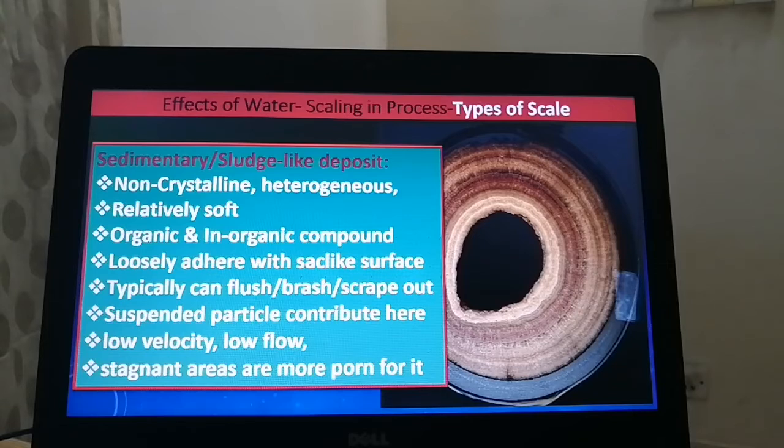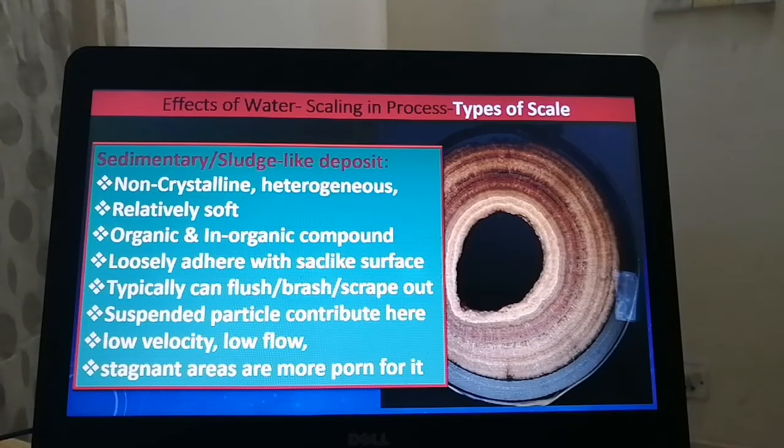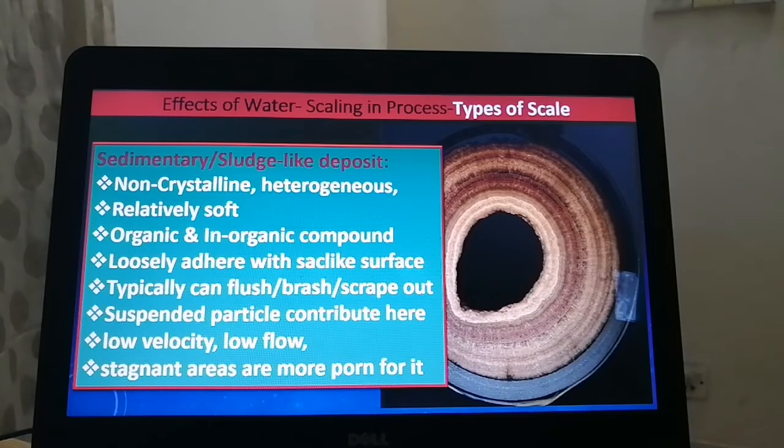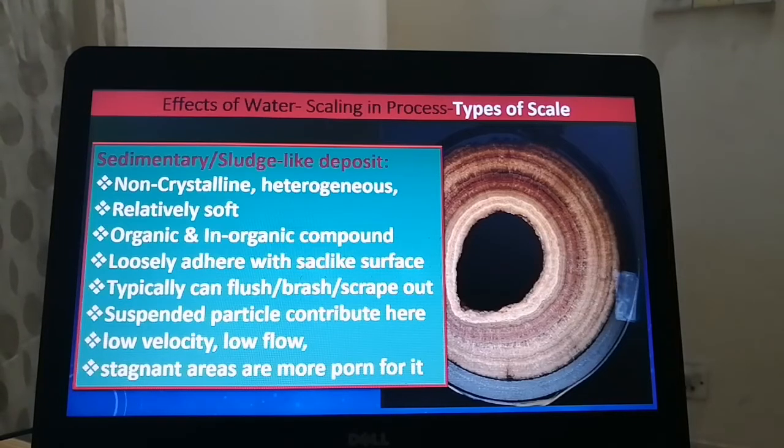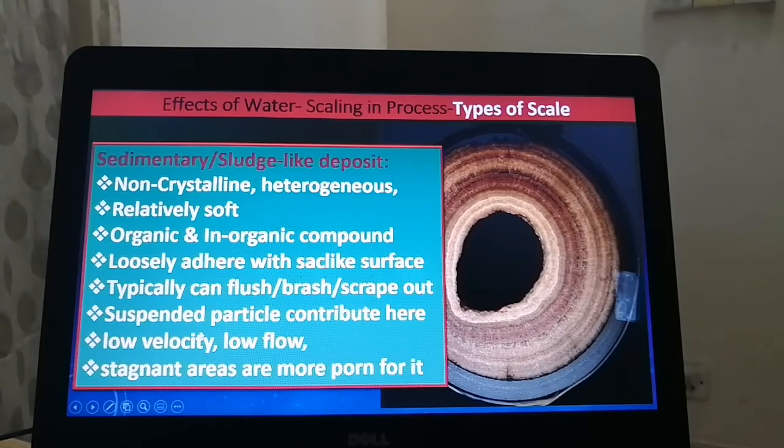So to understand more easily, it is the third layer of the scale. The first layer is a true scale, the second layer is the scale-like deposit, and the third layer of the same scale is a sedimentary slush-like deposit. Because on a smooth metal surface, if the first layer of scale happens, the flow is disturbed. Then the second layer, the scale-like deposit, can easily settle down. And if the two layers are available, then the third layer, the sedimentary-like scale, can sit on the second layer. This is how scale grows. Basically, this sedimentary slush-like deposit can be flushed, brushed, scraped out, or cleaned by dispersion.